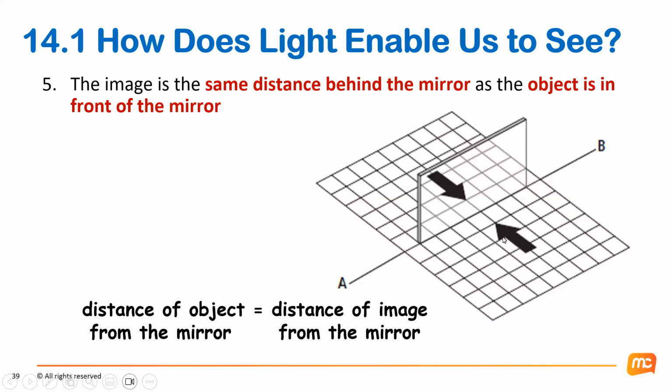So you have this object, which is the arrow. You can see that if I place it one box in front of the mirror, the image will be exactly one box behind the mirror. If I shift this arrow down to 3 boxes away from the mirror, the image will also shift backwards to 3 boxes away from the mirror. So we say that it's always equal distance. Obviously, the further you stand, the further away the image will be, and the smaller the image will look.